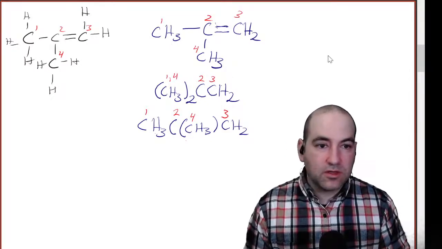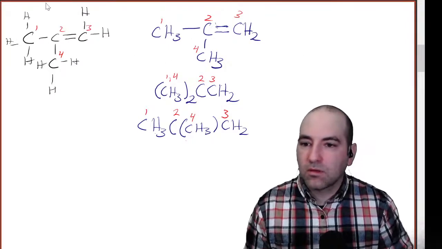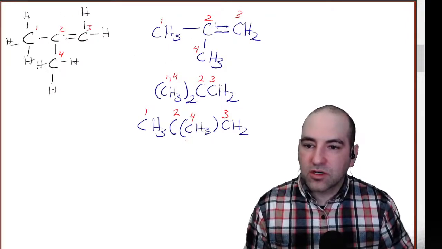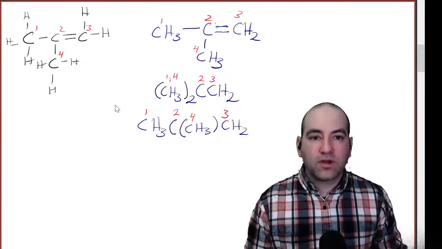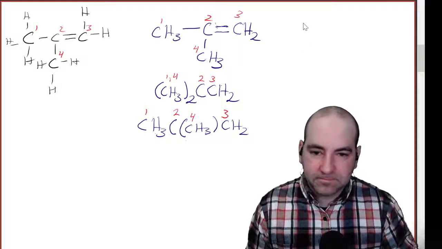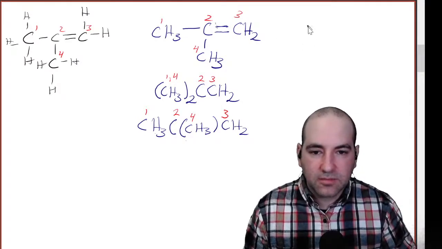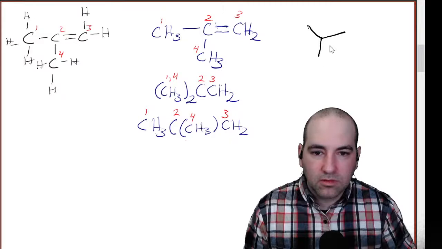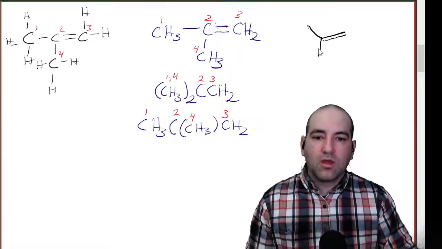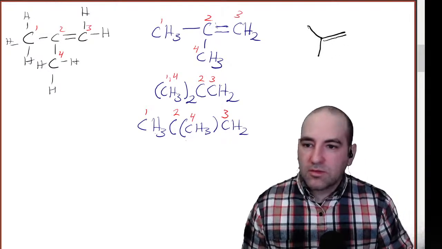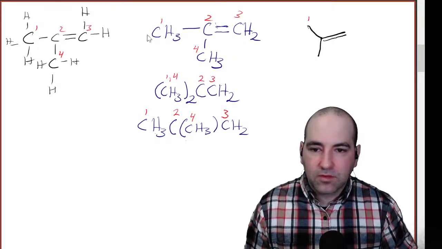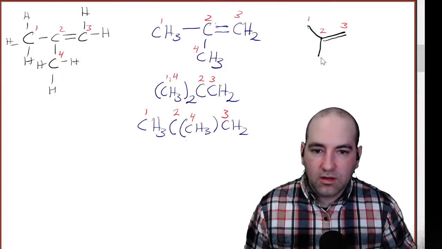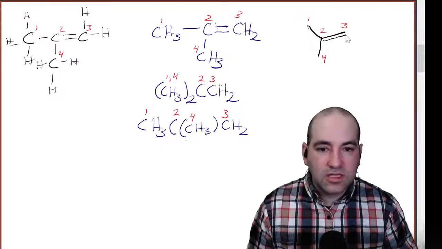So now moving over to the line structures. When we draw a line structure, we have to do this zigzag thing, and we have to make sure that we're accounting for all of the carbons where we're zigging and zagging. So this one would look something like this. Let's label those carbons again and then talk about how we got there. So this would be carbon 1 over here, carbon 2 in the middle, carbon 3 over there, and then carbon 4 down here. You can see the double bond here.